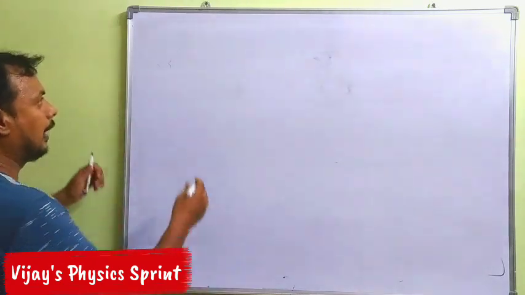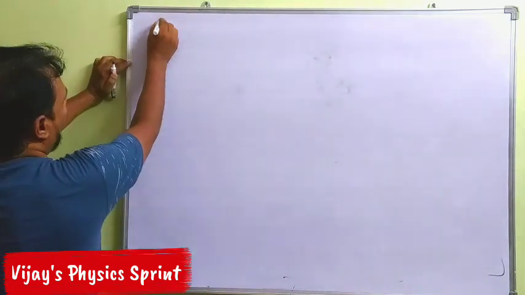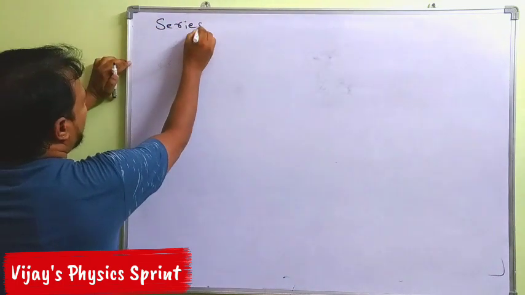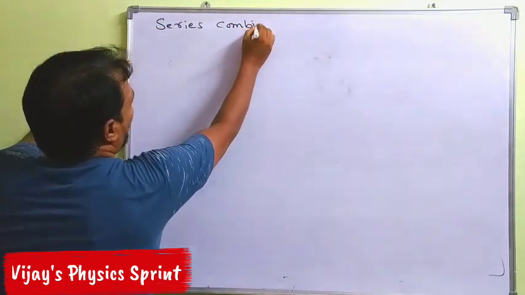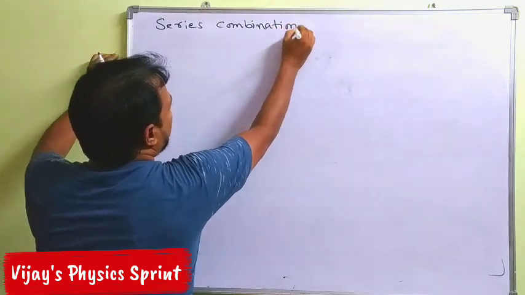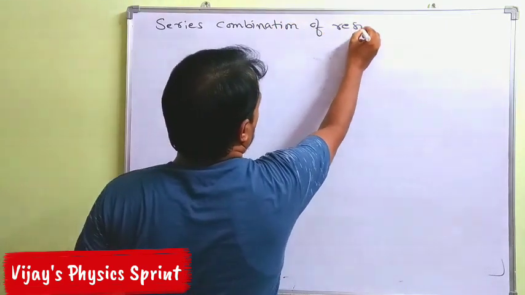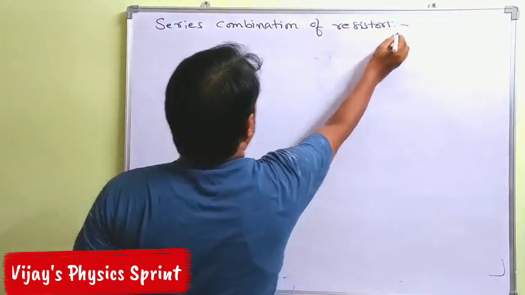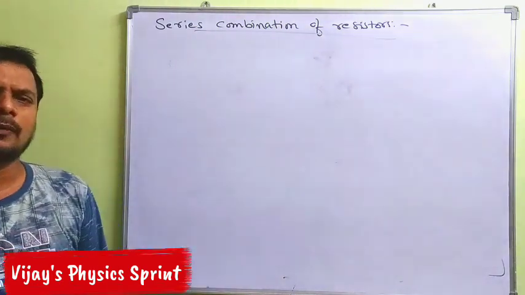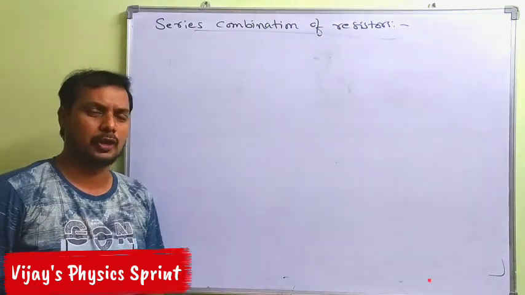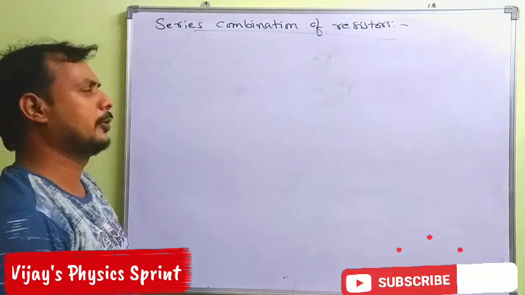So totally we have two types of combinations. One, it is series combination of resistors. Series combination of resistors. What do you mean by the series combination? In Telugu, it is called శ్రేణి సంధానం.